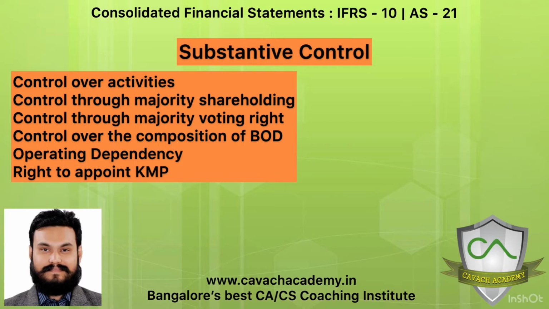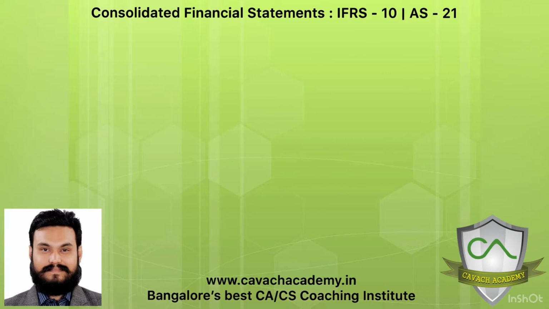So now are you clear? Control is of two types: substantive controls and protective controls. Protective controls are out of IFRS 10, because we cannot establish power. Correct? Power comes to the parent over the subsidiary when you can establish a substantive control. Now you are clear with all the examples of substantive control. Now the next question that comes is, is power the only equation? No, there is another equation.